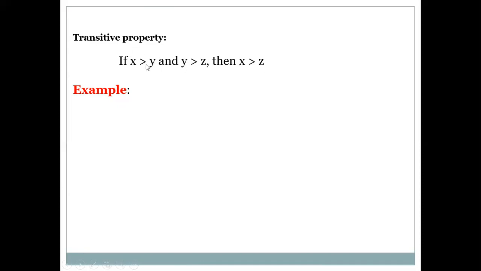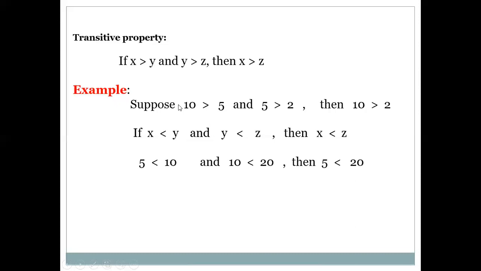If x and y are two real numbers and x is greater than y and y is greater than another number z, then x will be greater than z. For example, if 10 is greater than 5 and 5 is greater than 2, so 10 is greater than 2. If x is less than y and y is less than z, then x is less than z. For example, if 5 is less than 10 and 10 is less than 20, then 5 is less than 20.